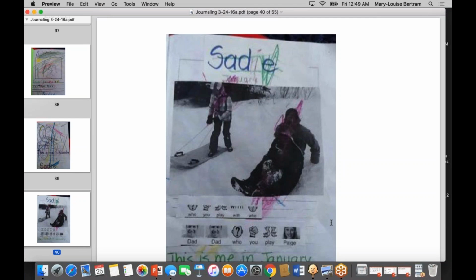They're black and white photos. This is not a huge effort. And she picked this wonderful photo of going sledding with her family. And she wrote, "Who you play with, who? Dad, who you play, Paige." And so she's using her AAC system a lot to write. She's not using the alphabet at that point. And so what they've done is to print out her talking about this. What they did is took a screenshot and just printed it out and had her paste those words on there. So now let's go to the next one.